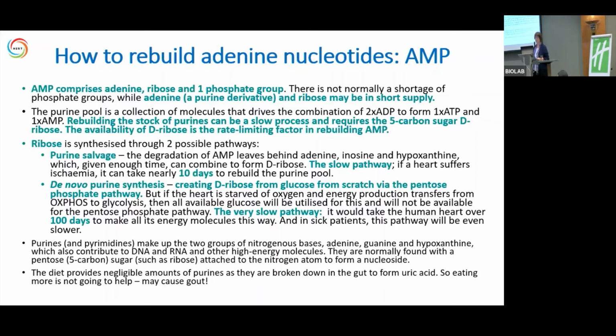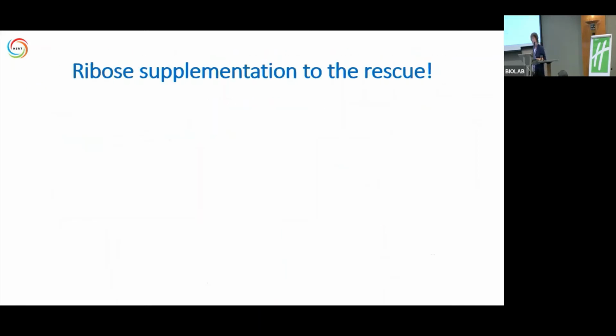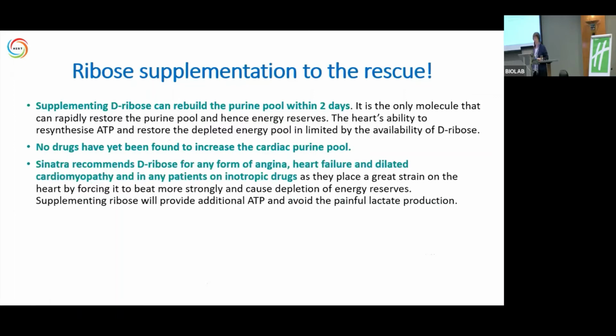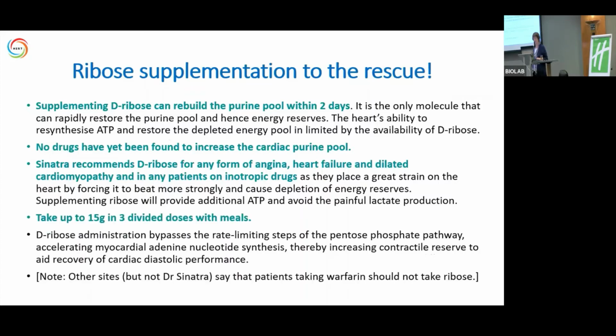But there is an alternative, and that's supplementing D-ribose. This can rebuild the purine pool within 2 days. And again, no drugs have yet been found that can rebuild the cardiac purine pool. Sinatra recommends D-ribose for any form of angina, heart failure, and dilated cardiomyopathy, and in any patients on inotropic drugs, which makes sense. And he recommends 15 grams in 3 divided doses.